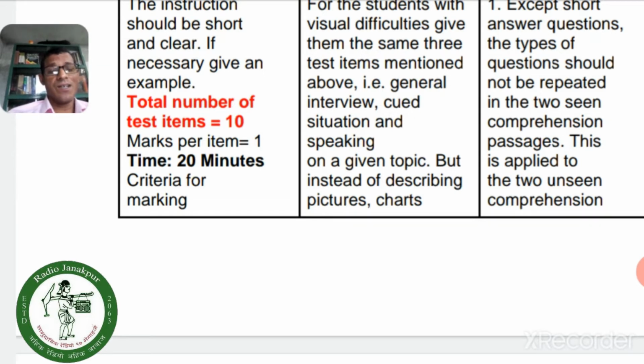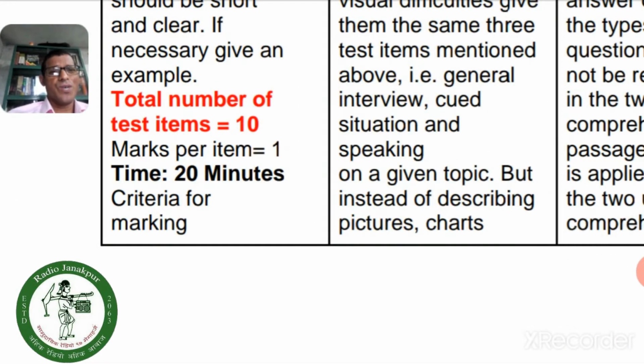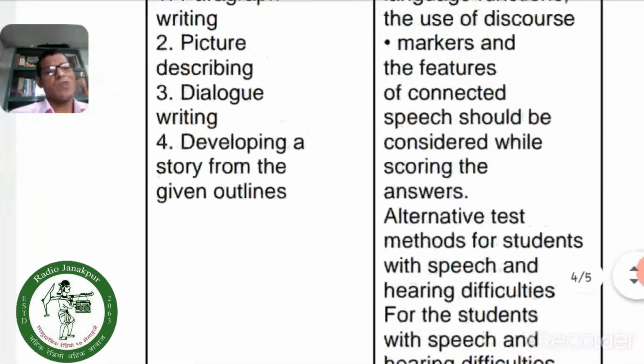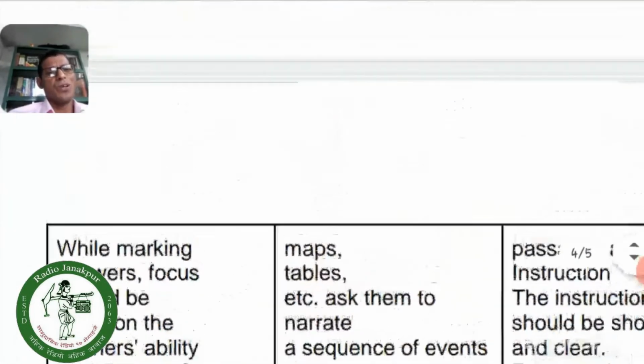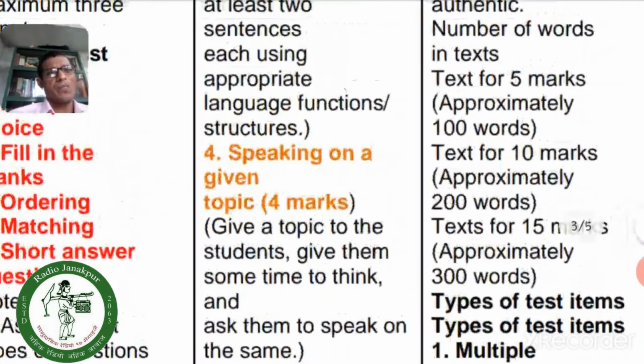In this listening skill, the total number of test items will be 10, or 10 questions will be asked in your final examination whenever your listening test is conducted. Each item or question covers 1 mark, and 20 minutes of time will be allocated for the listening test in the final examination.